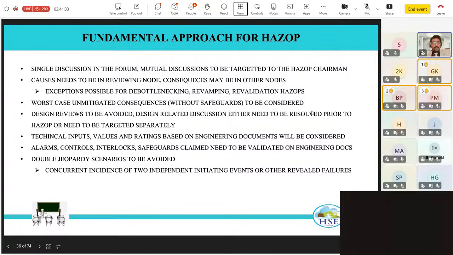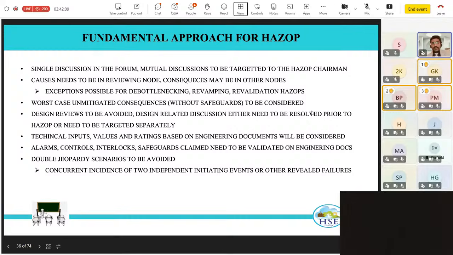Next is double jeopardy scenarios to be avoided. Now, you would have heard this double jeopardy 100 times, but the meaning tends to be different for different clients. The simple definition is that concurrent incidence of two independent initiating events or other related failures should not be considered in the HAZOP. It means simultaneous failure. Just to keep it simple, simultaneous failure of two instruments or two safeguards should not be considered. Like two pressure transmitters on the same line, or a control valve stuck closed with a pressure transmitter failure, should not be considered.